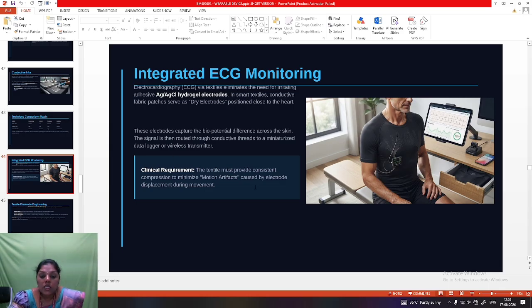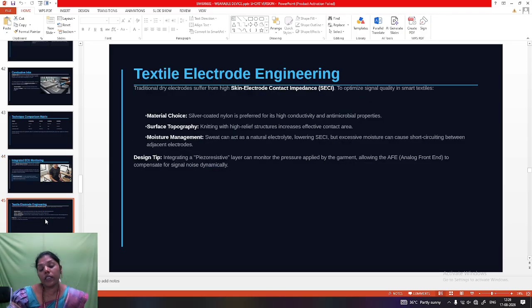The textiles must provide consistent comparison to minimize motion artifact and offset the electrode displacement during movement. Next topic is textile electrode engineering. Traditional electrodes suffer from high skin-electrode contact impedance. To optimize signal quality in smart textiles, the design choices are material, surface geometry, and moisture management. The piezo-resistive layer can monitor the pressure applied by the garment, allowing the system to compensate for signal noise dynamically.